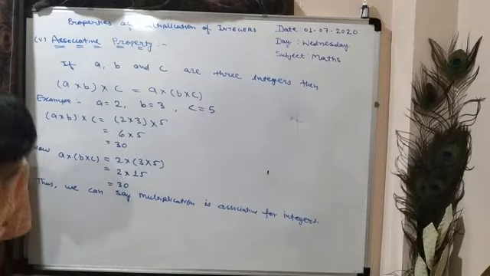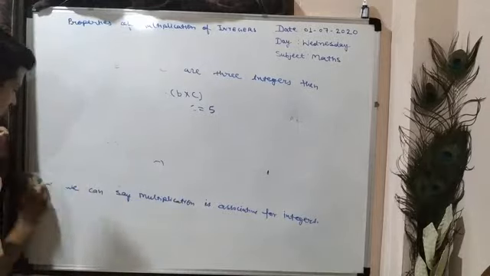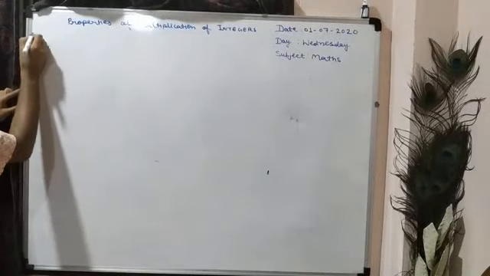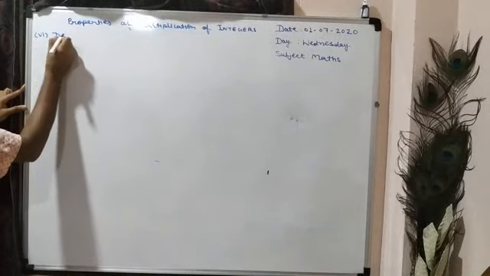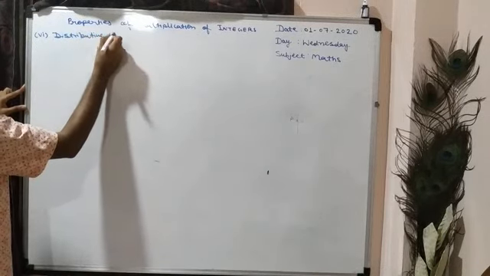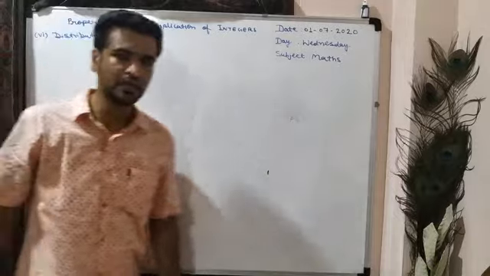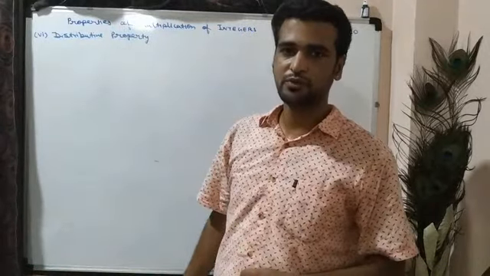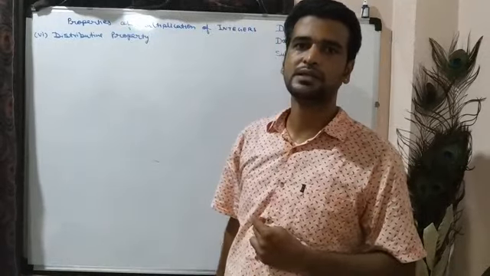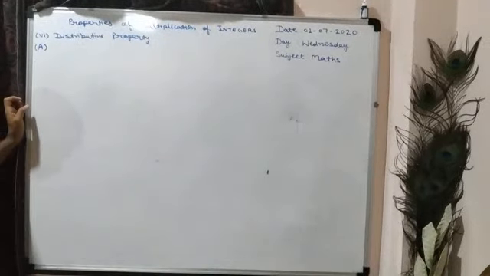Sixth property, distributive property. So we have two parts of this distributive property: distributive property over addition and distributive property over subtraction. So first we will take the first part, that is distributive property over addition.